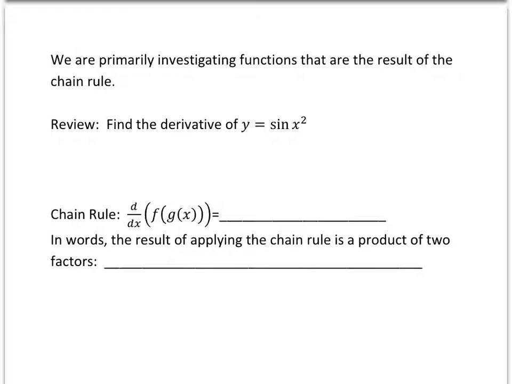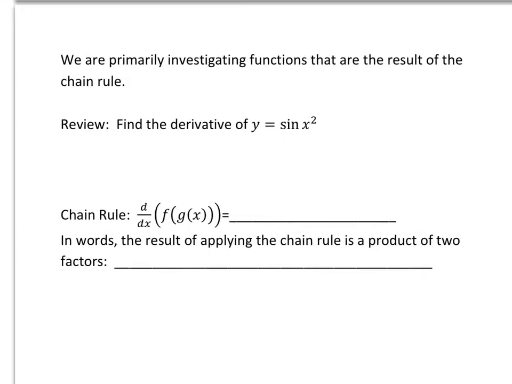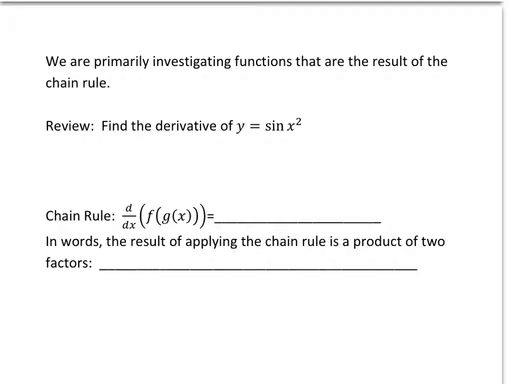So here we're being asked to find the derivative of y equals sine x squared. Remember that I need the chain rule when I have the composition of two functions. I remember the outside piece is sine x and the inside piece is x squared. And I remember that in order to find the derivative, I need to find the derivative of the outside. The derivative of sine is cosine x squared, leaving the inside function alone, and then go back and multiply and find the derivative of x squared. The derivative of x squared is 2x.